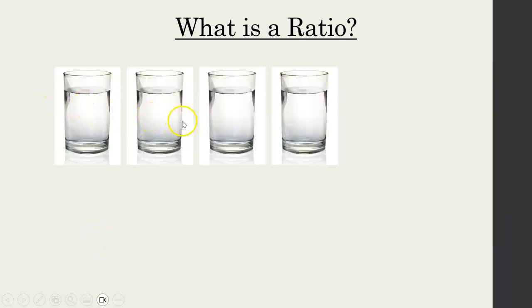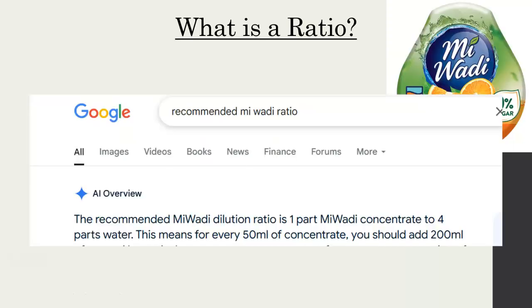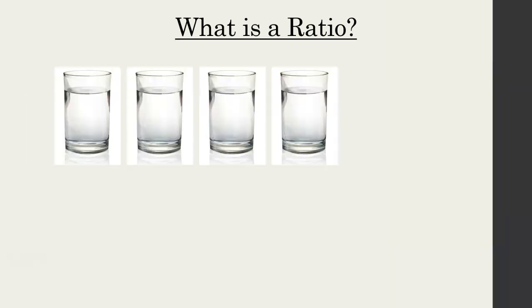If I had 4 small glasses of water, how many parts Mywaddy would I need? Well, remember, it said the ratio is 4 parts water to 1 part Mywaddy. So there's 4 glasses of water. I would need 1 glass of Mywaddy. So that's what I would do then, is I put it all into a big glass and stir it around, and that would be my lovely Mywaddy drink.